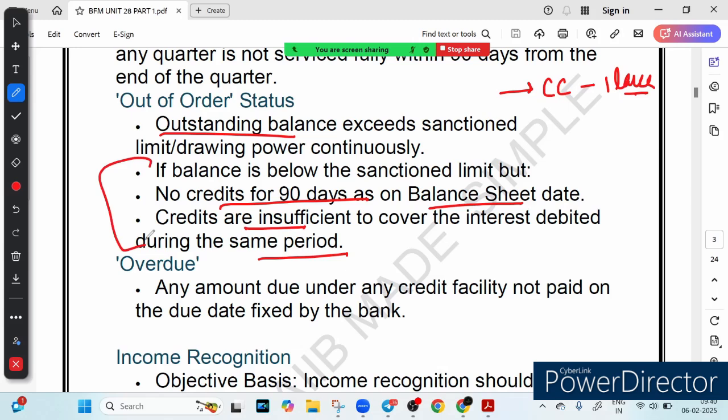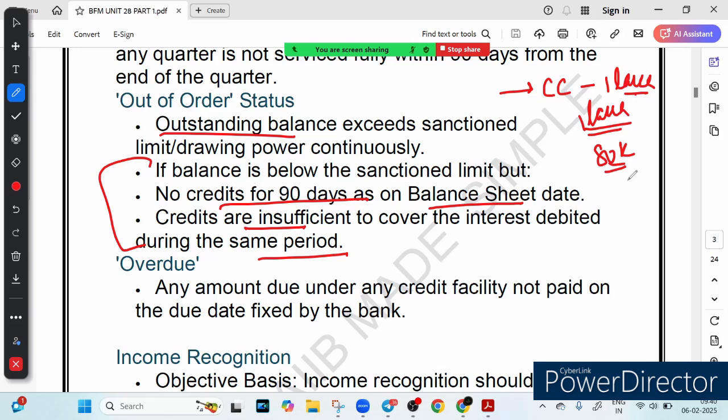The first condition is that the outstanding exceeds the limit. So the limit is 1 lakh and you have an outstanding balance of 1.2 lakh. In that particular case, the account will be called out of order. And even if, suppose the limit is 1 lakh, you have been provided a limit of 1 lakh and your outstanding balance is 80,000 only, but you have had no credit for the last 90 days, you have not credited the account for the last 90 days, it will still be classified under out of order status.